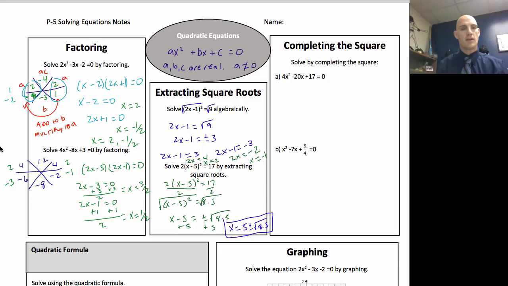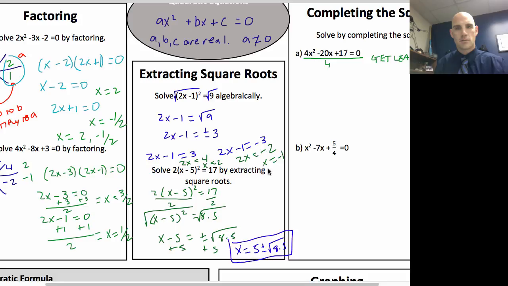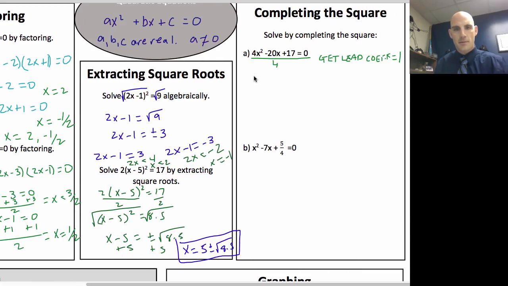The first thing we need when we're completing the square is a lead coefficient of 1. So I'm going to divide both sides by 4. Get the lead coefficient equal to 1. The lead coefficient is the coefficient in front of the x squared term. So what I'm going to have here is x squared minus 5x plus 17 over 4 is equal to 0.